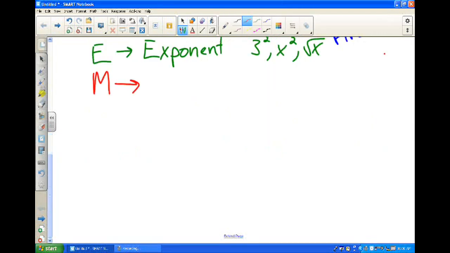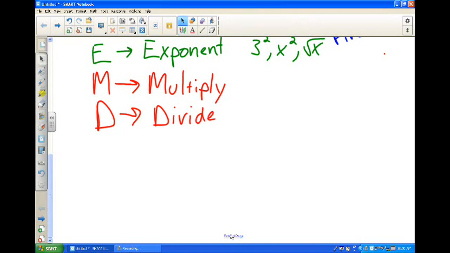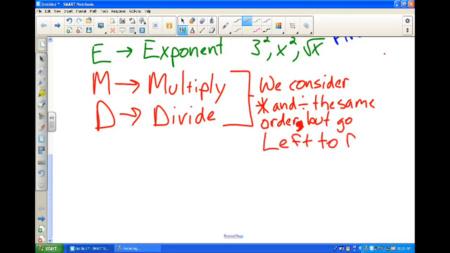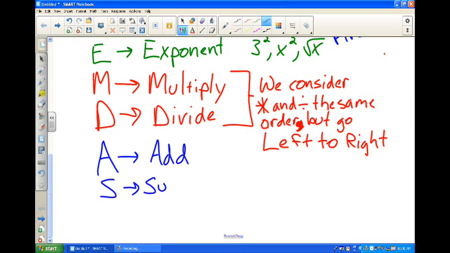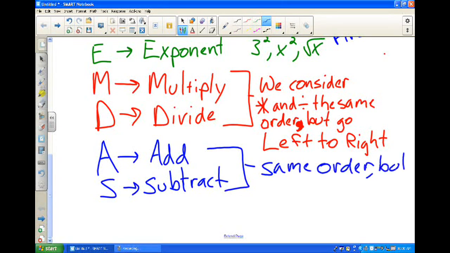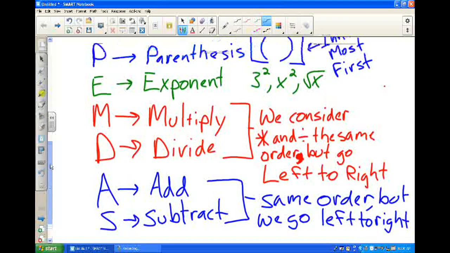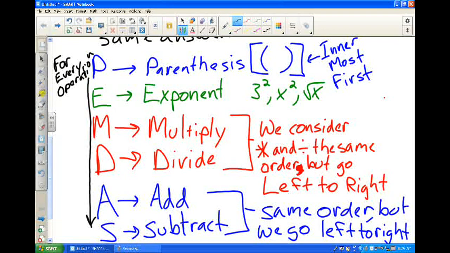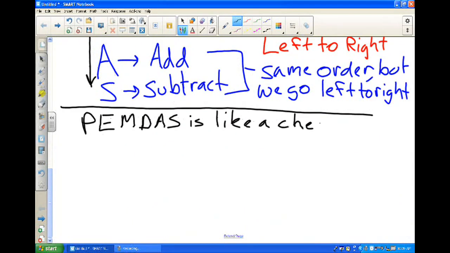Next is E for exponent, M for multiplication, D for division. Multiplication and division are considered the same order, so we're always going to go from left to right when we go with multiplication and division. Likewise, when we add or subtract, those are considered the same order, but we will go from left to right as well. In other words, you could do subtraction before addition. But for every operation, we're going to start at P and work our way through to S.